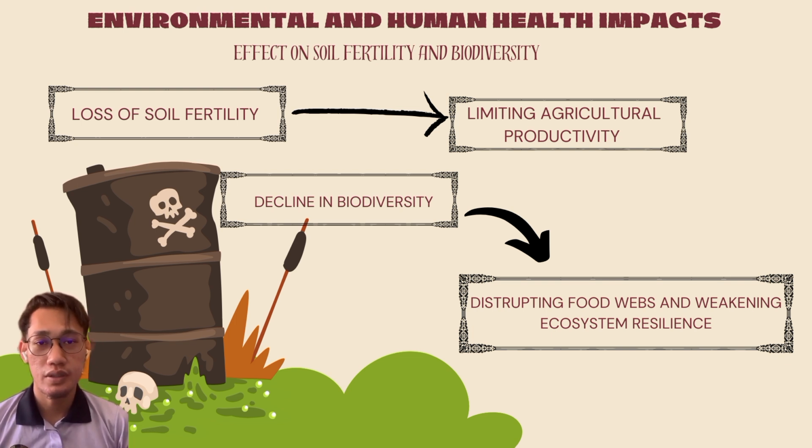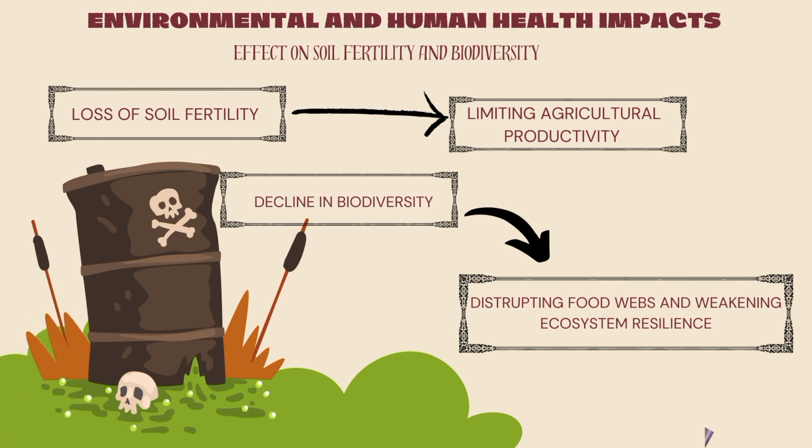Today I will be talking about the environmental and human health impact of soil pollution. This issue doesn't just affect the ground beneath our feet, it also impacts the plants, animals, water and ultimately us. When soil becomes polluted, whether from heavy metals, pesticides or oil spills, it loses its ability to support healthy plant life. These pollutants change the soil pH and kill helpful organisms like earthworms, microbes and fungi. As a result, soil fertility drops and crops may not grow well.